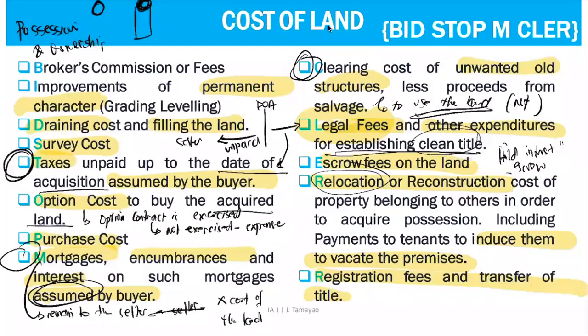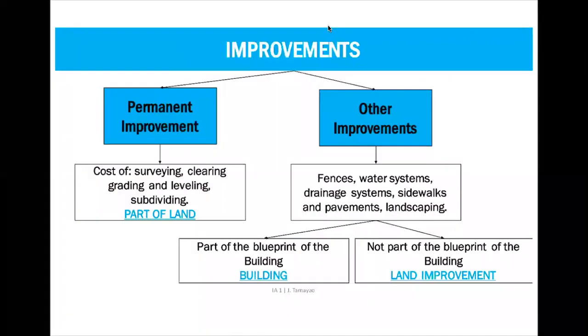We go now to improvements. So a while back, we said that your improvements must only be of permanent character. So what are permanent improvements? These are permanent improvements. So we have clearing, grading, leveling, and subdividing. Sir, we have a new term here, subdividing.